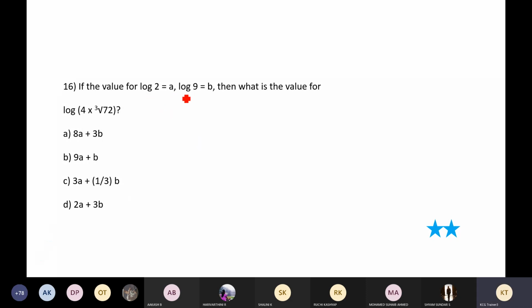Log 2 is written as A, log 9 is written as B. If that is the case, how should I write this one? Just take the innermost part. 4 into cube root of 72. 72, can I write this as 8 into 9? So this one can be written as 4 into cube root of 8 into cube root of 9.